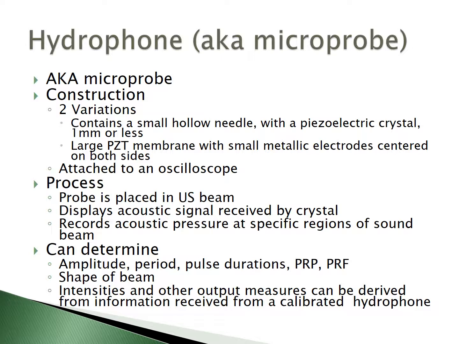The oscilloscope displays the acoustic signal that's received by that crystal, and from that, we can record acoustic pressures at specific regions of the sound beam. If we move the hydrophone, we're going to get different information back. As we look at that sound beam, we can determine the amplitude, period, pulse duration, PRP, and PRF of the ultrasound beam, and we can also see the shape of the beam. If we have a well-calibrated hydrophone, then we can determine the intensities and other output measures of the ultrasound beam.